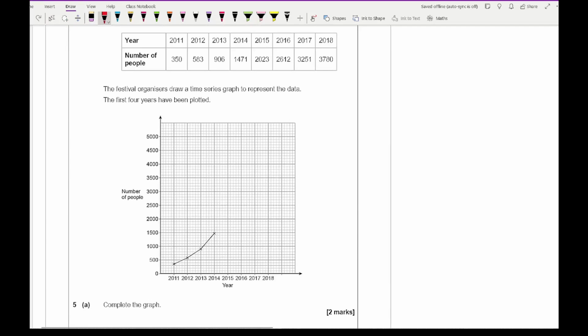So the first 4 have been done. Don't know why I'm crossing them off, because I shouldn't be doing that. Let's get the highlighter. So those 4 are done. So the next one for me to plot is 2015, which is at 23. Now again, you want to just try and get as close as possible. So for this, that's going to be there. For 2016, that's going to be 26, so that's going to be there. For 2017, that's 32, which is about there. And for 2018, it is at 37, which is about there.